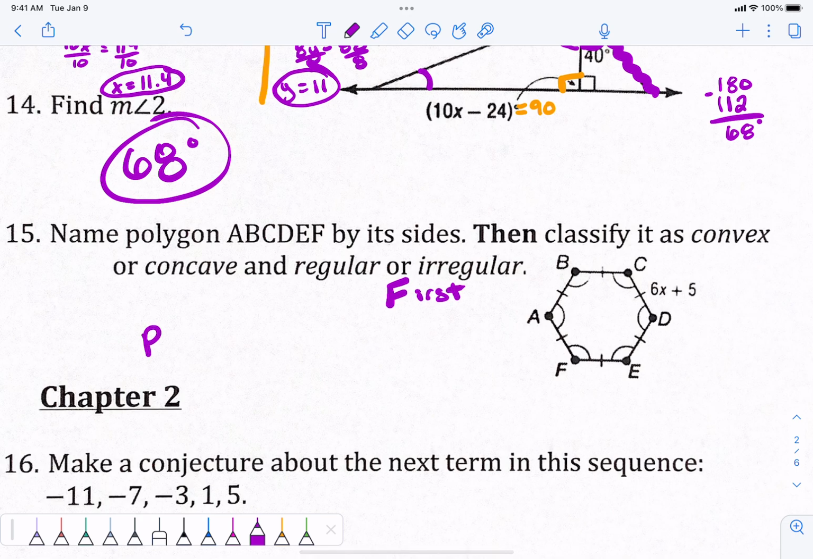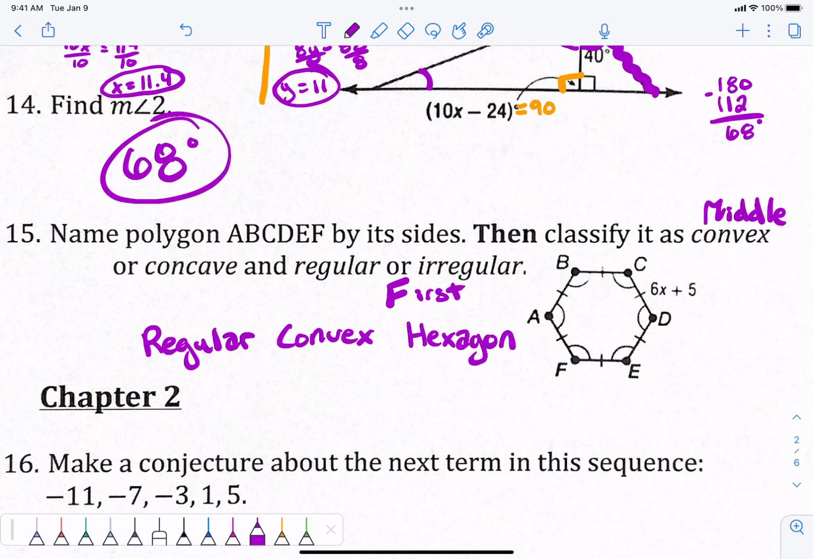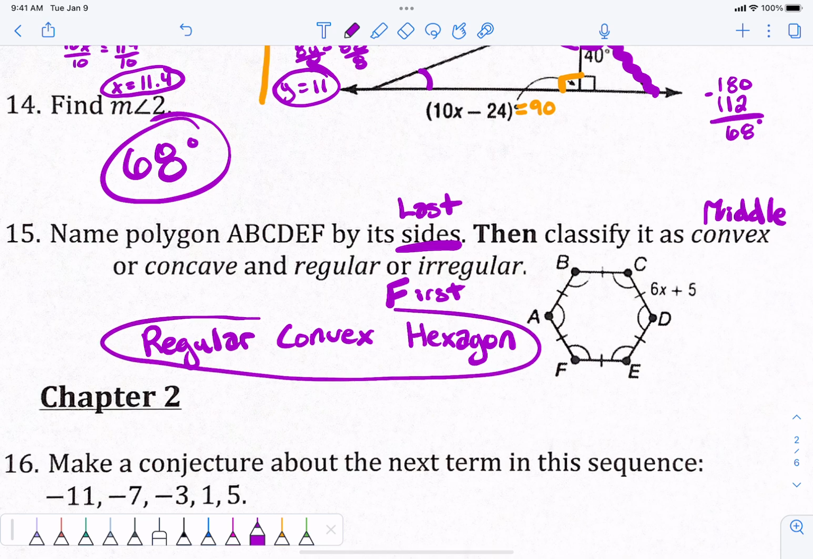So that's the first name. The middle name is either convex or concave. Concave caves in. So it is a regular convex hexagon. There are 6 sides. Name the polygon by its sides is the last name. So regular, convex, hexagon. Do you guys know your shapes?